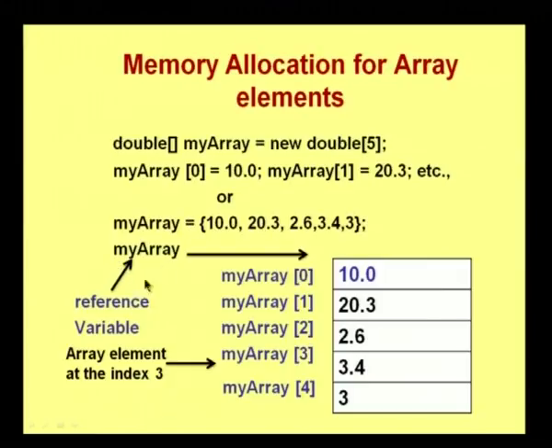You can see that my array is nothing but a reference variable. So this is your index. Whenever I want to access it, I will start from 0. So 0 is the starting index for your array. The values will be stored and you can access them with respect to any index.